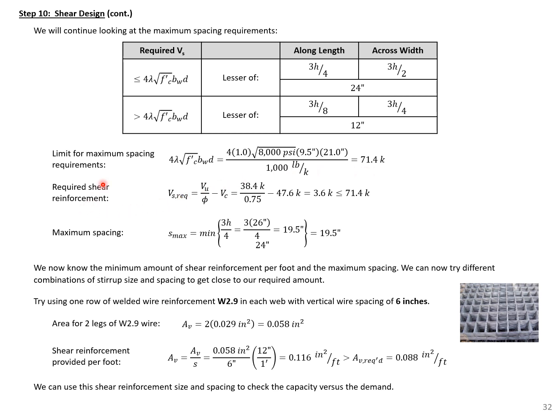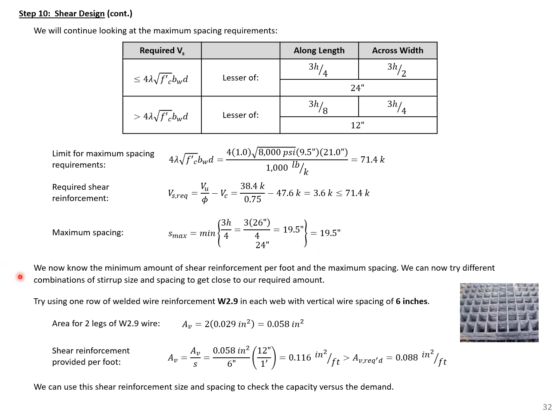And the required shear reinforcement at the location where we need the most shear reinforcement is found here to be 3.6 kips. This is less than 71.4, so we can work in the top space here. So our maximum spacing along the length of the beam is going to be the minimum of 3h divided by 4, 19.5, and 24 inches, which will be 19.5.